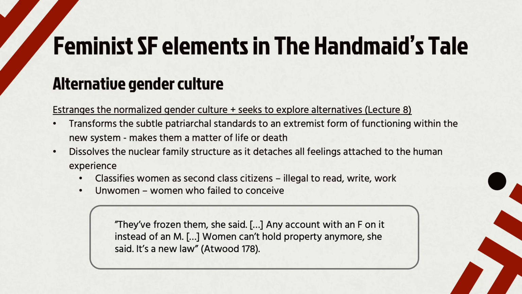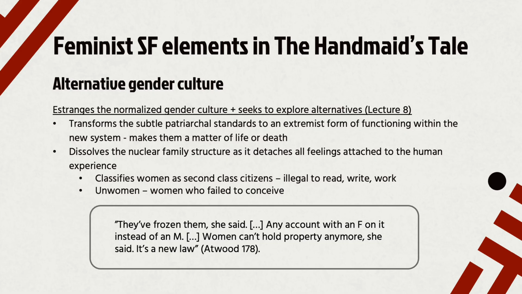Margaret Atwood does this by taking the traditional gender roles that exist in our society today and takes these subtle patriarchal standards and turns them into extreme forms, which she does by transforming the subtlety and making them essential to the functioning of the new system, meaning she makes them a matter of life or death. To do this, she also inextricably intertwines the power systems in place with the patriarchy. So basically, she flips the patriarchal norms on their head by driving them to this extreme form in order to critique them.